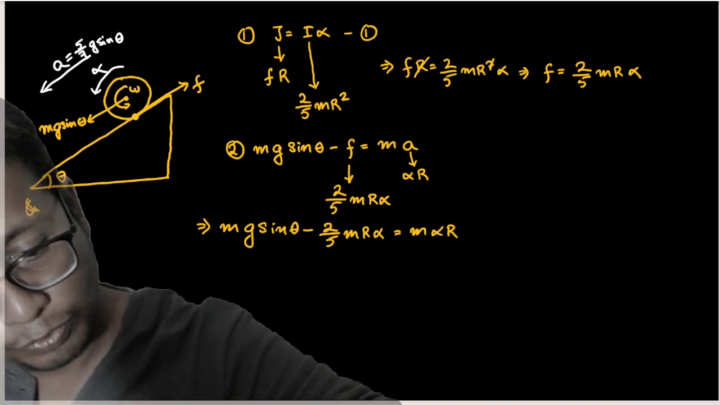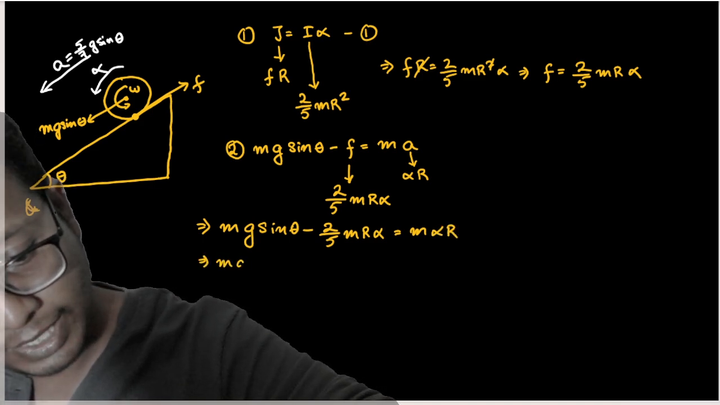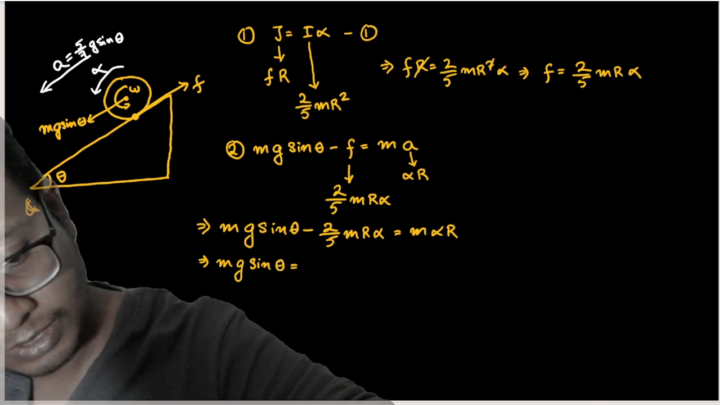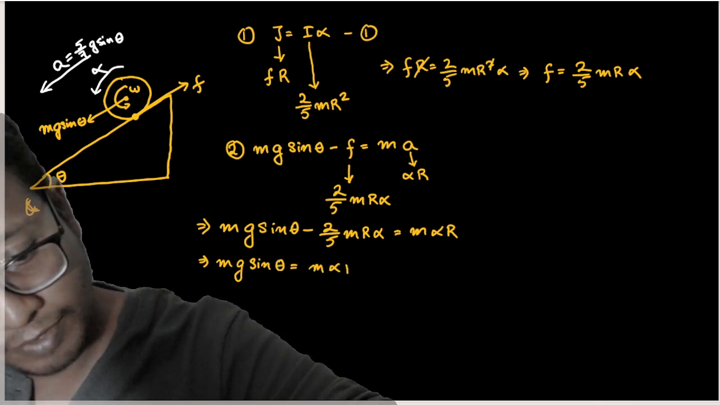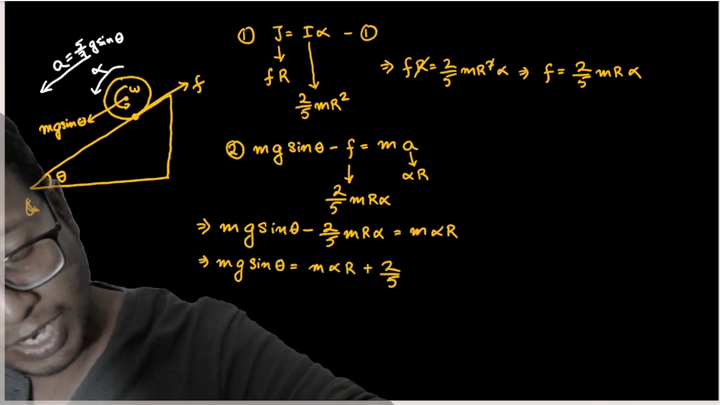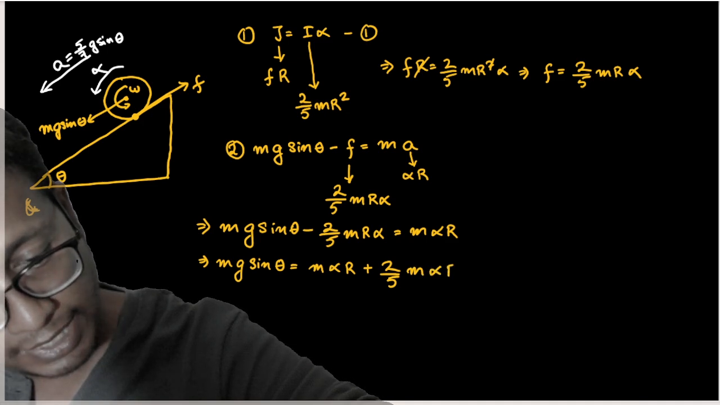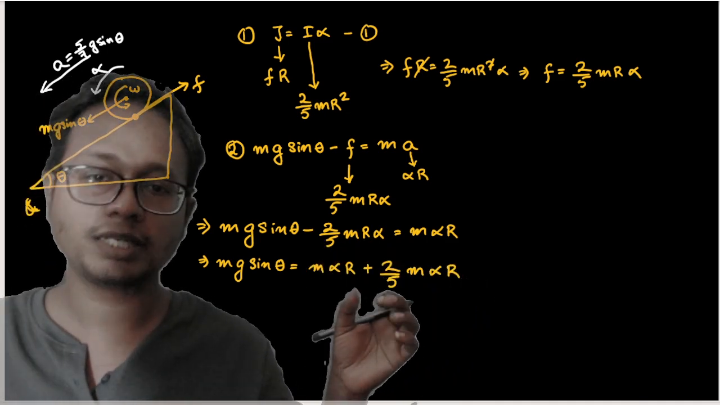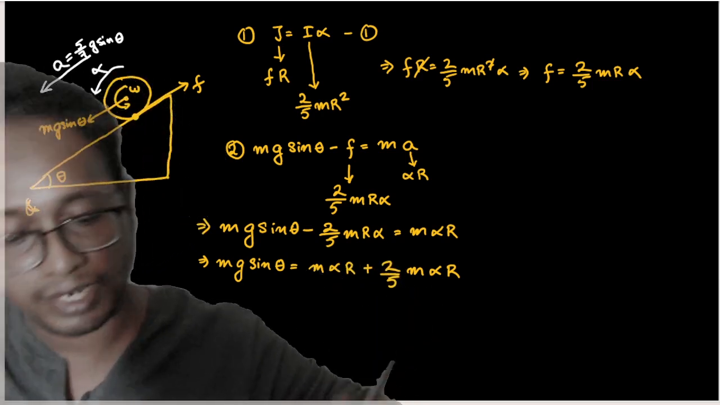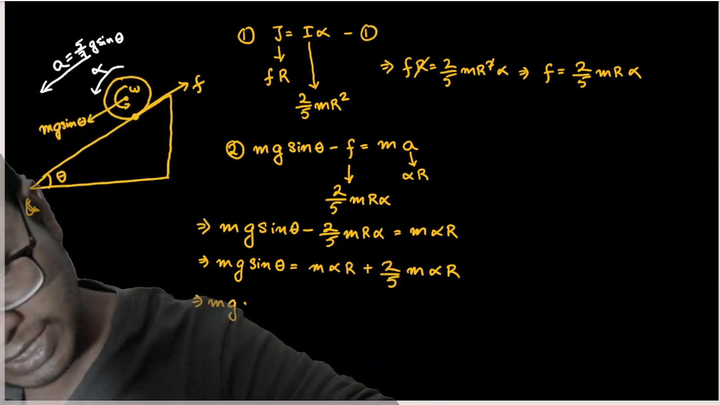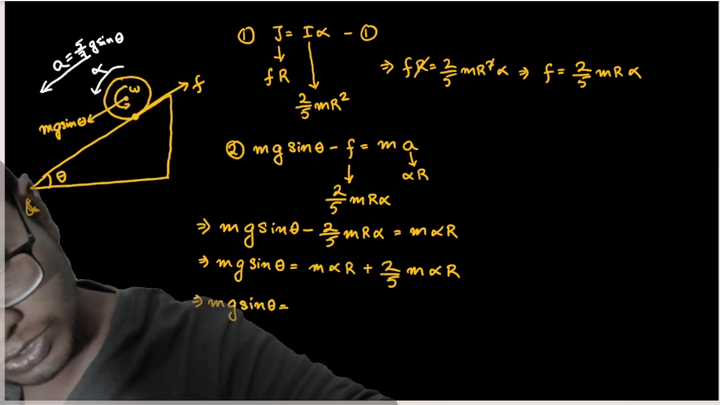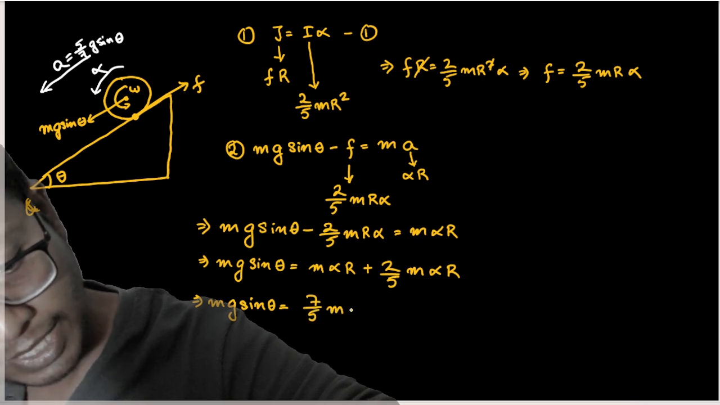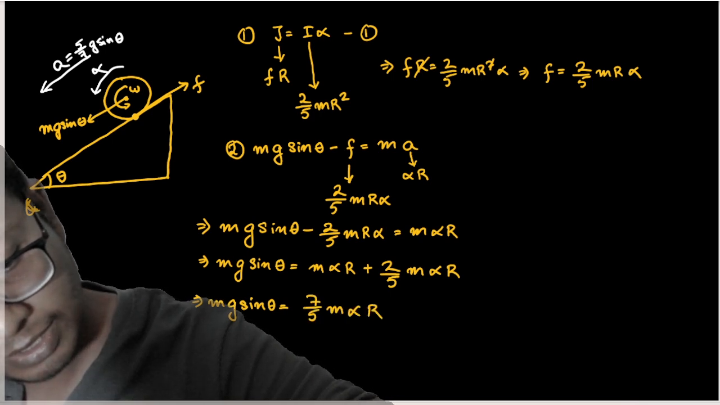Okay, so I'll group together these two: mg sin theta is equal to m alpha r plus 2 by 5 m r alpha. m r alpha can also be written as m alpha r. So m alpha r plus 2 by 5 m alpha r is nothing but 7 by 5 m alpha r. So mg sin theta is equal to 7 by 5 m alpha r. Okay, m and m will get cancelled.